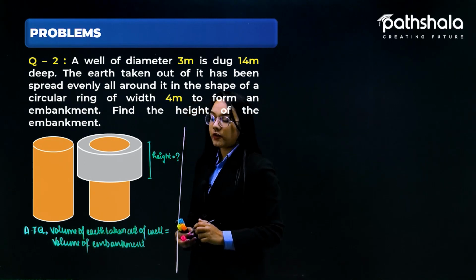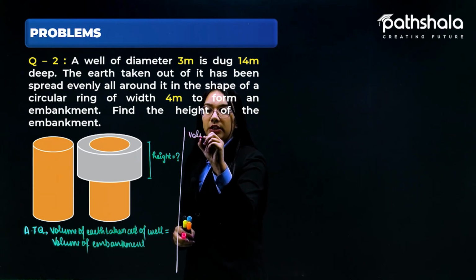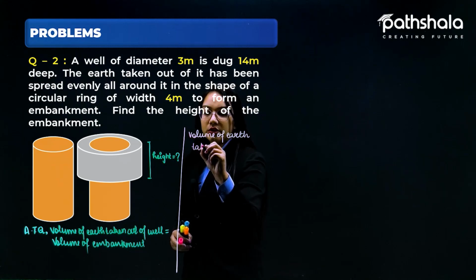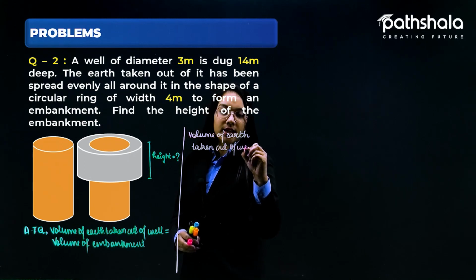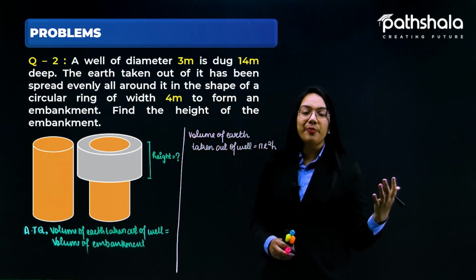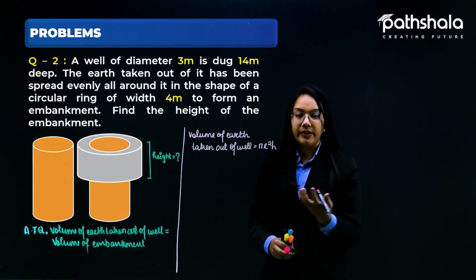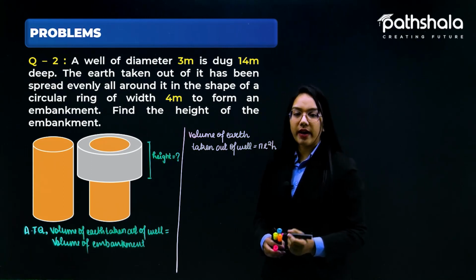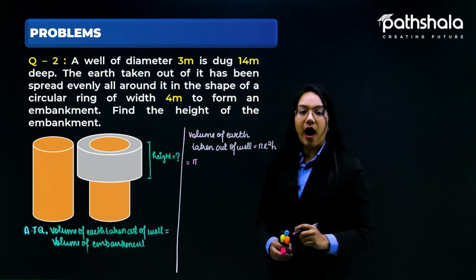First of all, we'll talk about the volume of the earth which is taken out of the well. The volume of the earth taken out of the well is equal to pi r square h. It is equal to the volume of the cylinder, because the earth that was taken out of the well is definitely of the shape of a cylinder. So the volume of the earth is equal to pi r square h.